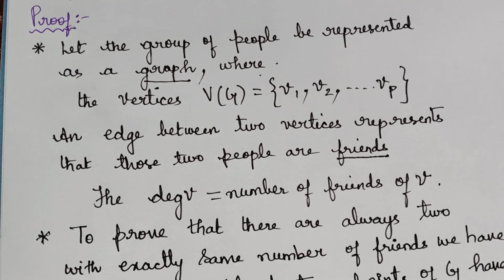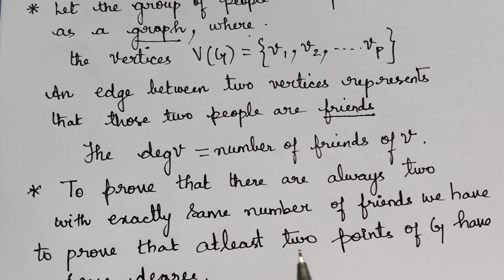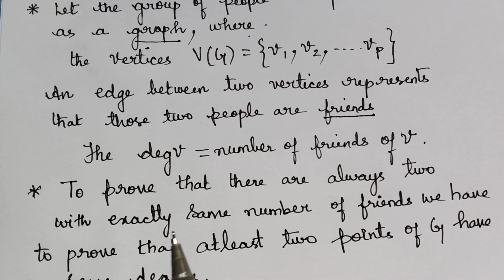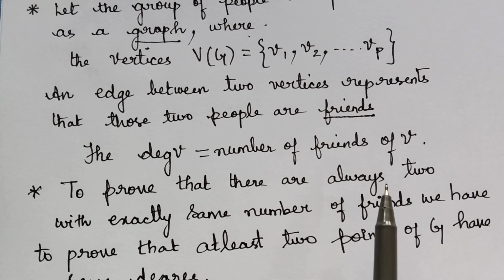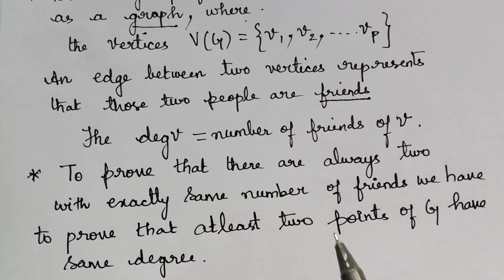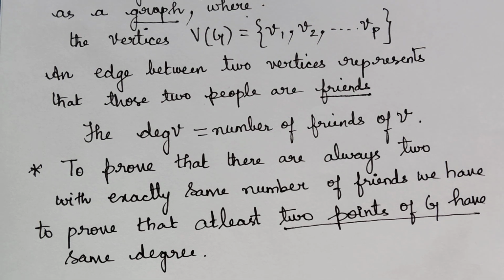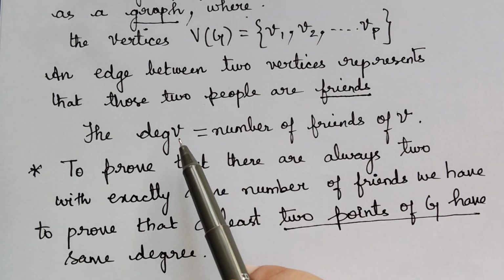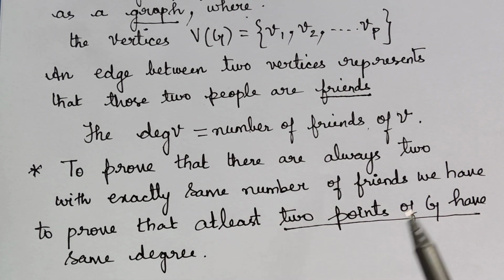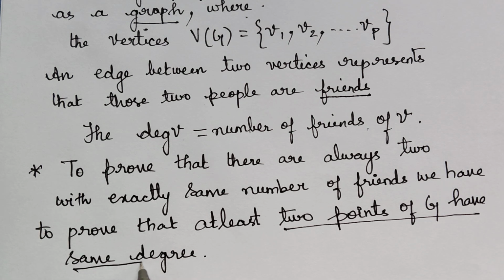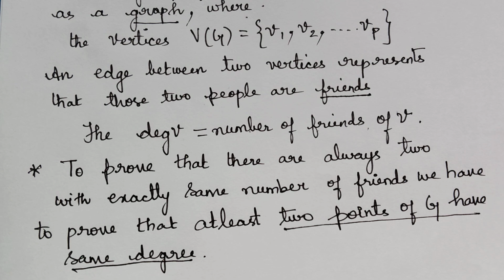And now what do we have to prove in this problem? We have to prove that there are always two people with exactly the same number of friends. Since we have represented it as a graph, we have to prove that at least 2 points of G have the same number of friends. The number of friends is the degree. So in this graph we have to prove that 2 points have the same degree.